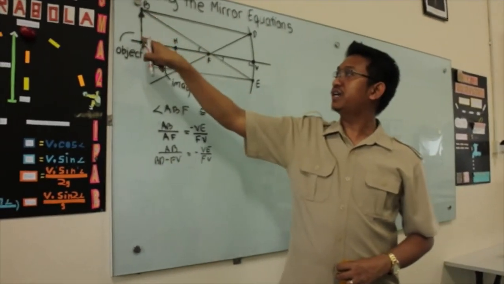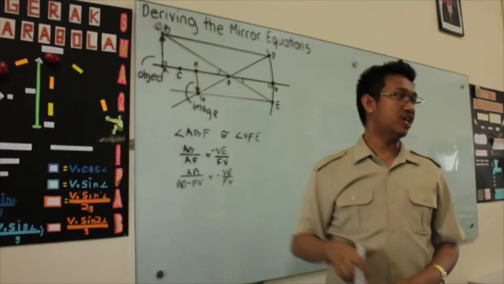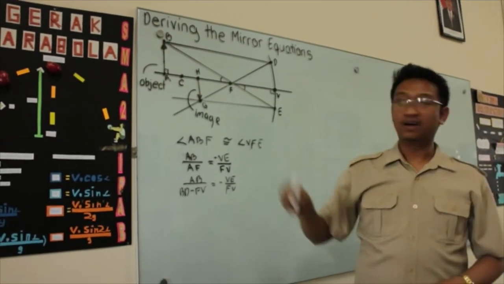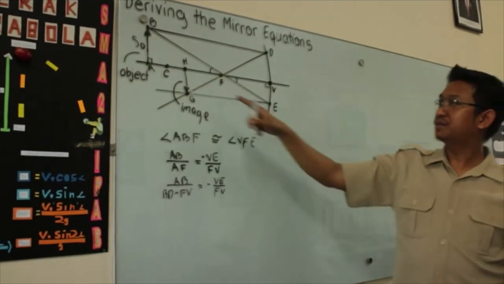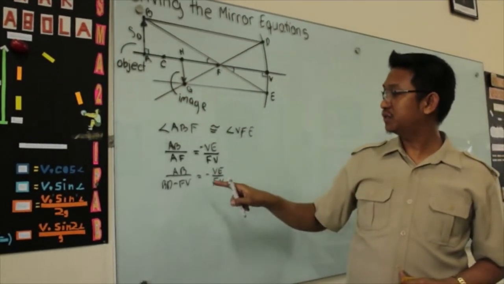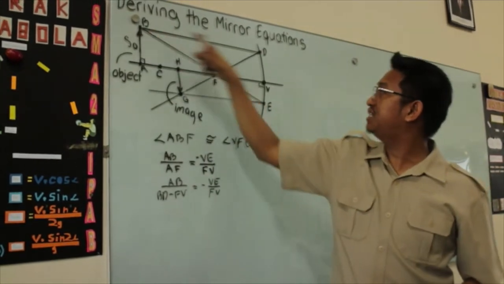For AB, what do you think represents AB? It's the size of the object. How about BD? What do you think is BD?